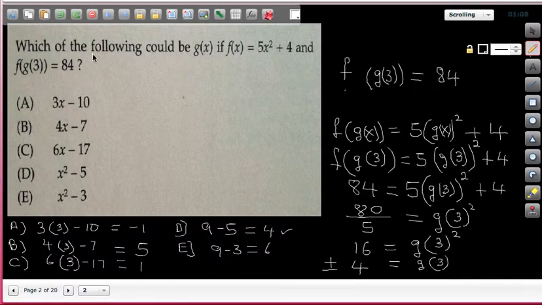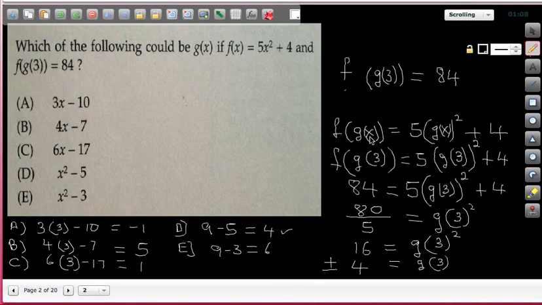Okay. Which of the following could be g of x? So which one of these is g of x if f of x is given by this equation, 5x squared plus 4, and f of g of 3 is 84. So I know f of g of 3 is 84.